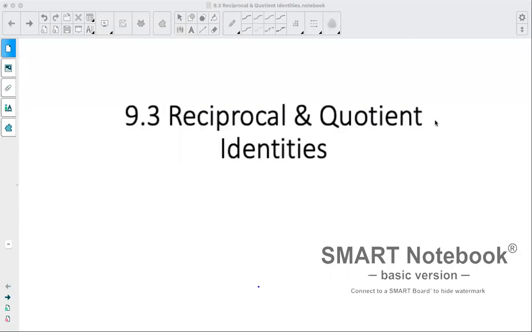Hi, today we are looking at section 9.3, which deals with reciprocal and quotient identities. So this is the start of us utilizing a variety of trig identities to help us simplify questions, prove identities, and solve questions.